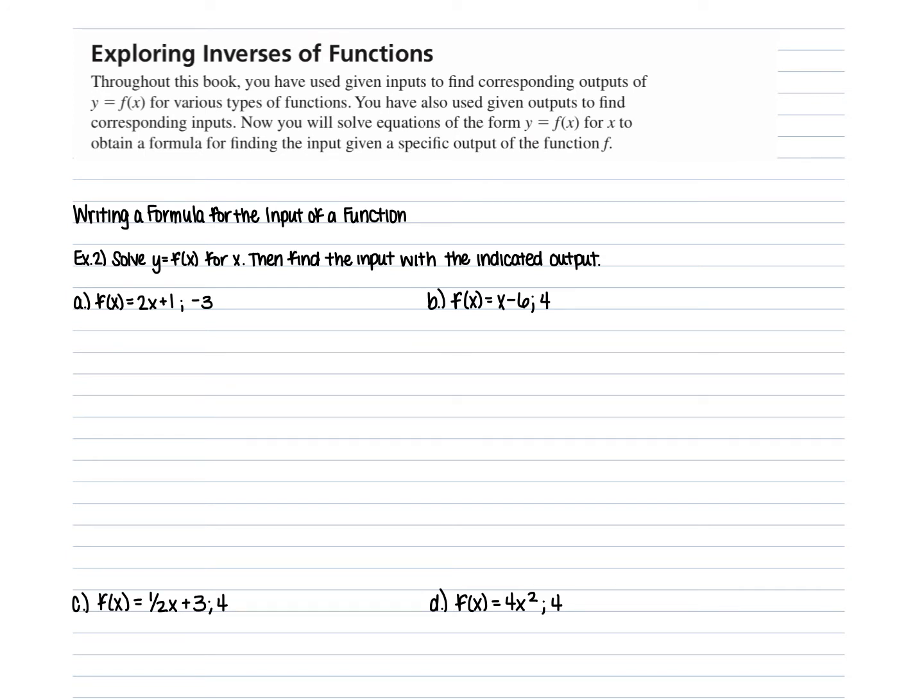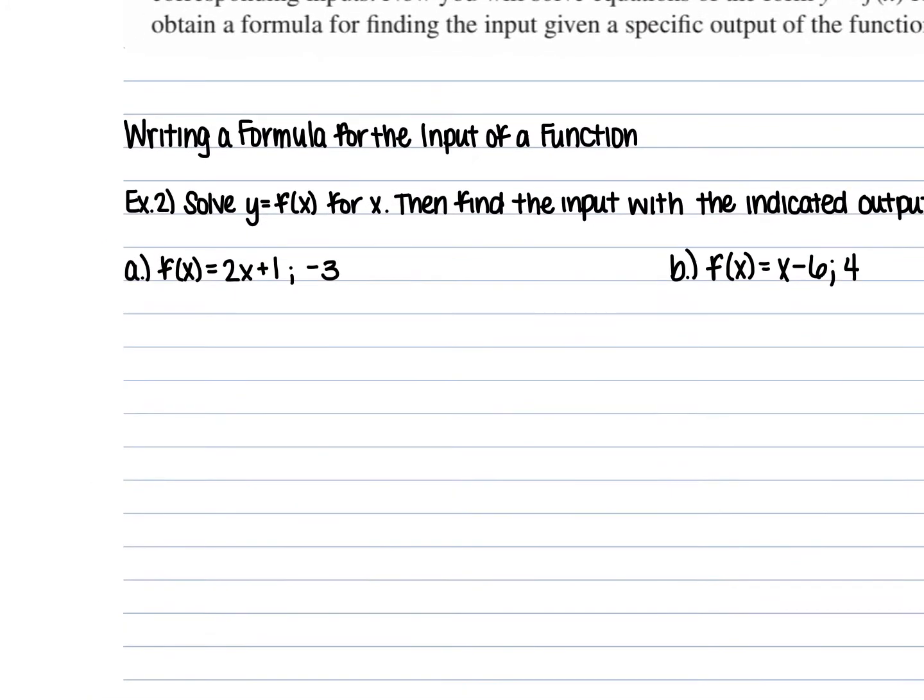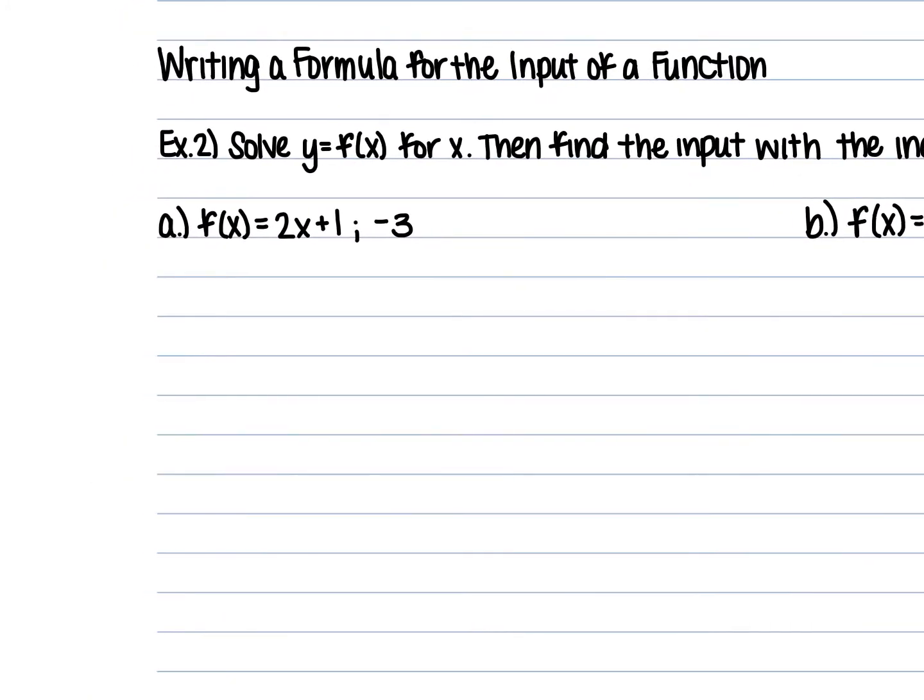Output and y are the same thing. So output, y, and f of x, g of x, h of x, anything of x are all the same thing, and they all mean y. So if we look at example 2a, we're given the function f of x is equal to 2x plus 1, and then we're told that the output is going to be -3. So the first thing we want to do is change the f of x to be y.